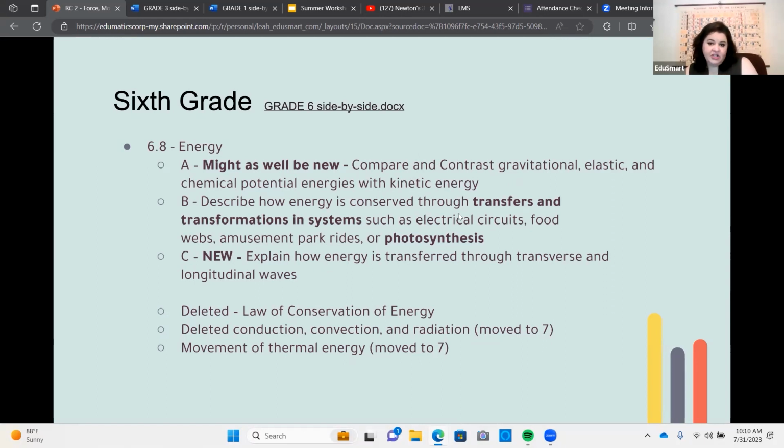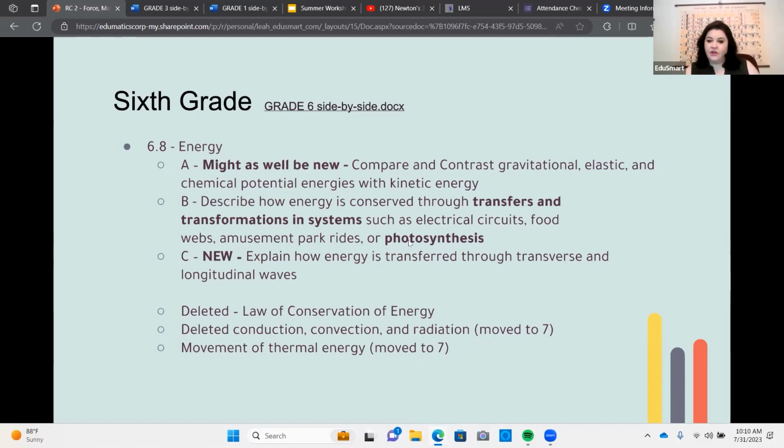B is describe how energy is conserved through transfers and transformations in systems. Again, this used to be like the law of conservation of energy. And it's still the same concept. It's just a little more complex as far as transfer or transformation. And then the specific examples were electrical circuits, food webs, amusement park rides, and now you have added photosynthesis.